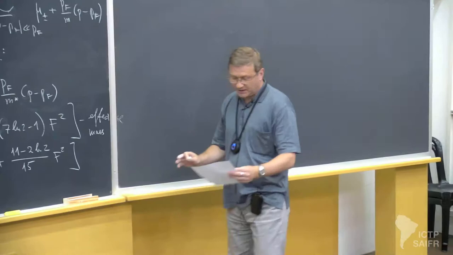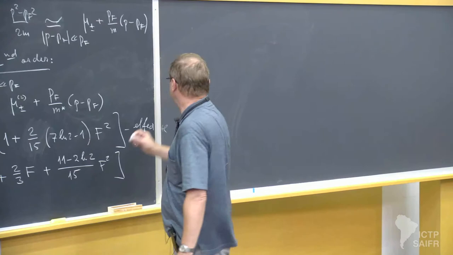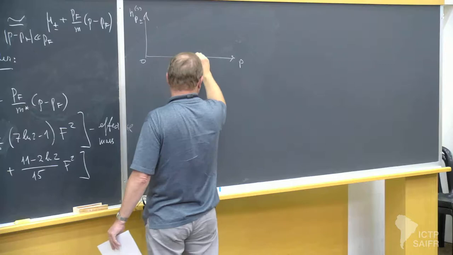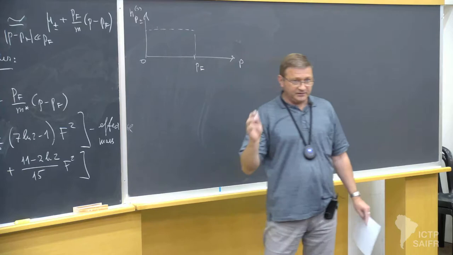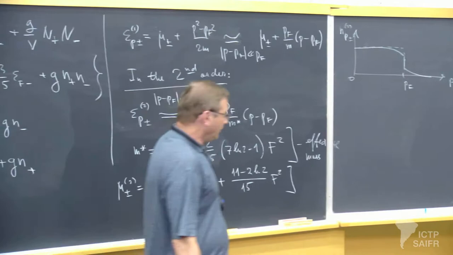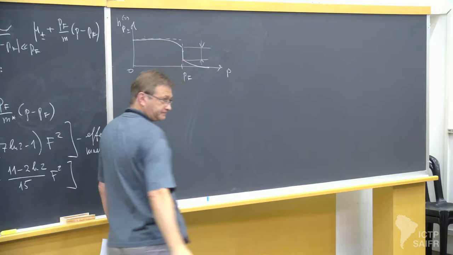But it is interesting also to see what happens with the distribution of particles. So if I now calculate here n_p, plus or minus, doesn't matter, up to the second order, so this was our result in the zero order. In the first order, it's just a chemical potential shift, but the Fermi surface remains a Fermi surface. So here, what you will get is the following. That will be the answer. You still have a discontinuity, but now it's not one, but some, traditionally it's called Z, big Z.